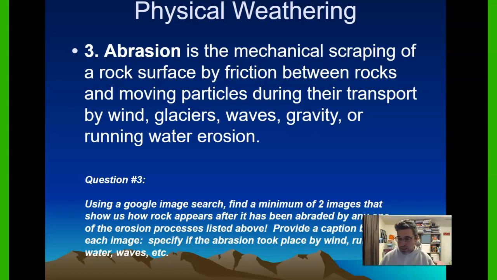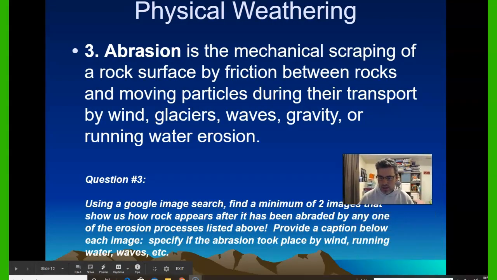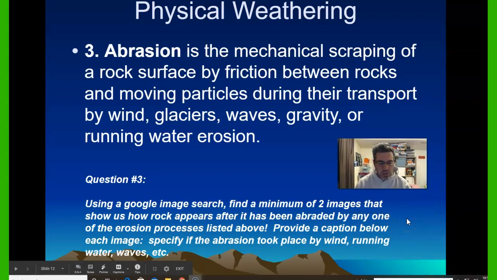So here's question number 3. Let me move myself a little bit here for you. Using a Google image search, find a minimum of 2 images that show us how rock appears after it has been abraded by any one of the erosion processes listed above. Provide a caption below each image. Specify if the abrasion took place by wind, running water, waves, etc. So in that Google Doc that you're creating of 4 questions, we want 2 images with 2 captions describing those images really, really well.